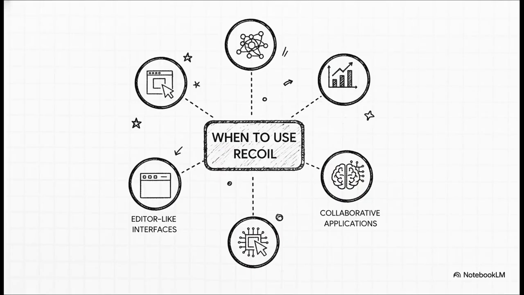And that brings us to the most important question. When should you actually reach for Recoil? It truly shines in applications where state isn't just a list of values, but a complex web of dependencies. Think about data visualization tools, collaborative editors like Figma, or complex AI dashboards where changing one little filter can cause a ripple effect across the entire UI.